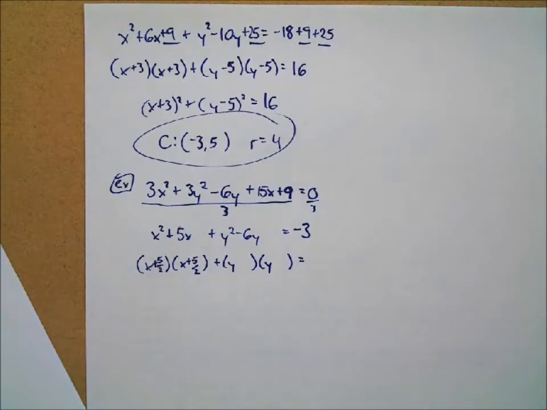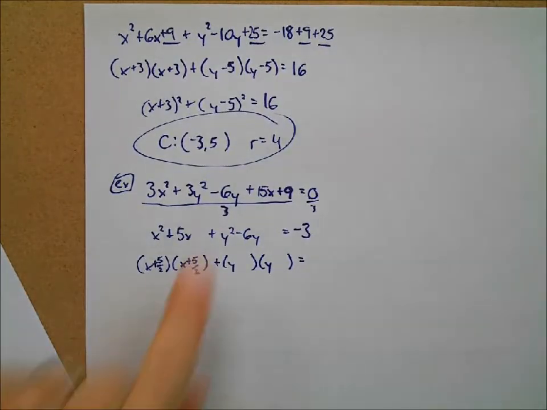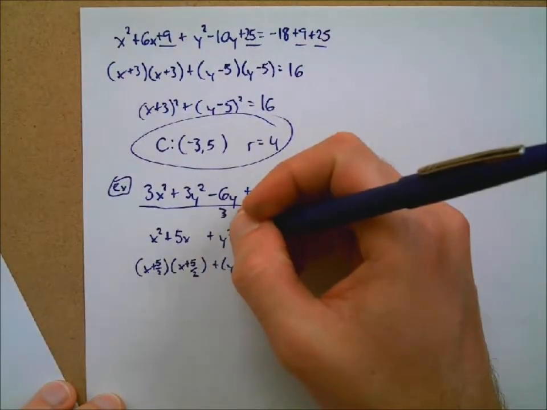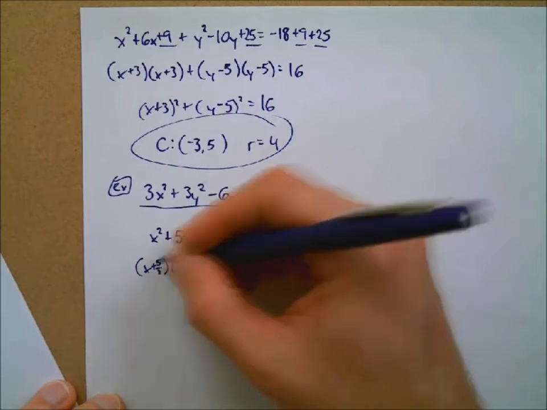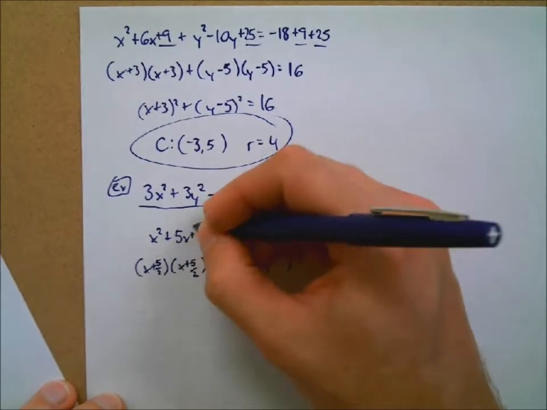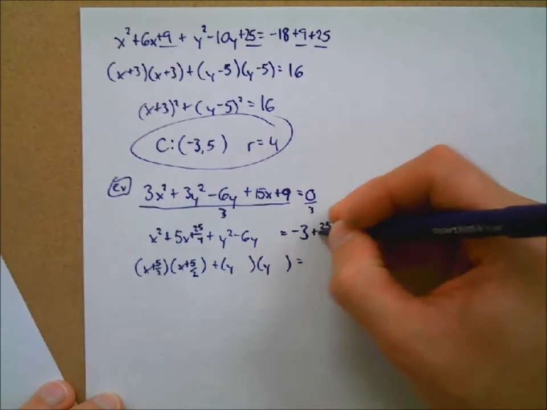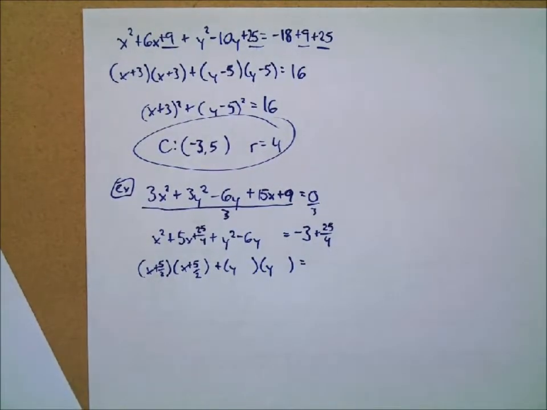Since we have these 5 halves here, what's missing from the previous line then? What do we need? 6.25, or 5 halves times 5 halves, which is 25 fourths. Okay, and so we'll add 25 fourths over here too. All right, how about from the y's? What do we need in the parentheses there?